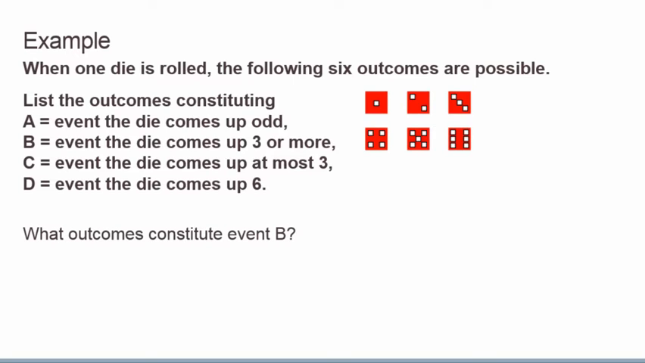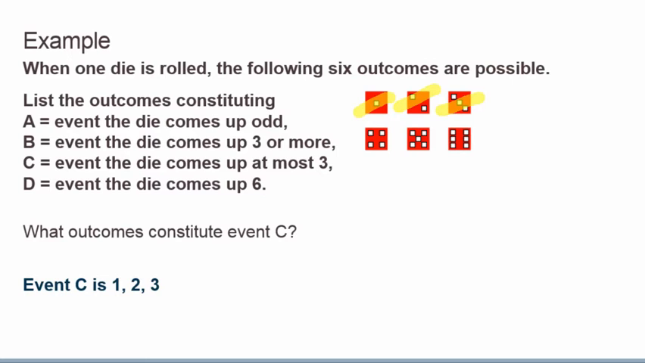Continuing, what outcomes constitute event B? B is the event the die comes up 3 or more. So we start with 3, 4, 5, 6. Event B is 3, 4, 5, 6. Continuing, what outcomes constitute event C? Event C is at most 3. Since 3 is the most it can be, we want to look at 2 and 1 as well. Event C is 1, 2, 3.